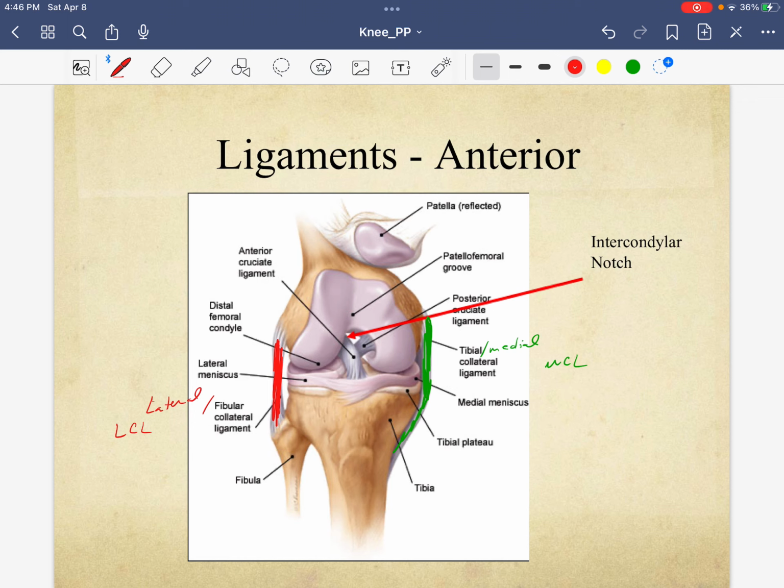Let's just look at some differences between the two. The medial collateral ligament blends in with the capsule. Look at the tibial or medial collateral ligament of the knee. It's much closer to the knee joint, and it actually rests right against the bones, and it blends in with the actual joint capsule. It's a little bit broader and thicker than the LCL.